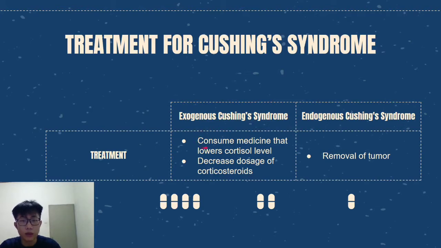The first way is to consume medicine that lowers cortisol level, as in Cushing syndrome there is too much cortisol in our body. The second way of treating exogenous Cushing syndrome is by decreasing the dosage of corticosteroids. This is the scenario in which you are already consuming corticosteroids to treat other diseases such as asthma. To treat endogenous Cushing syndrome, on the other hand, is by the removal of the tumor.